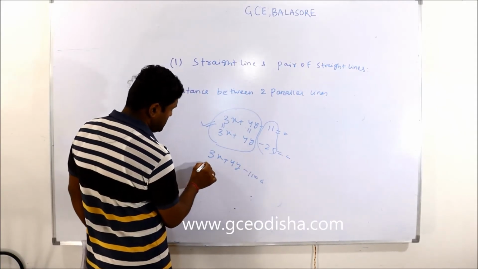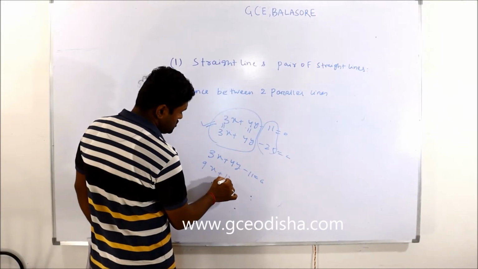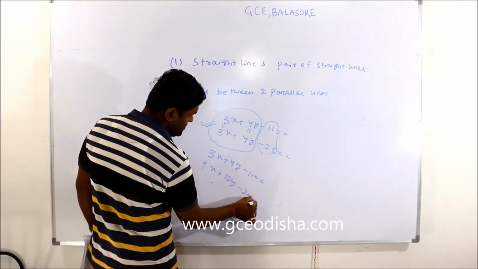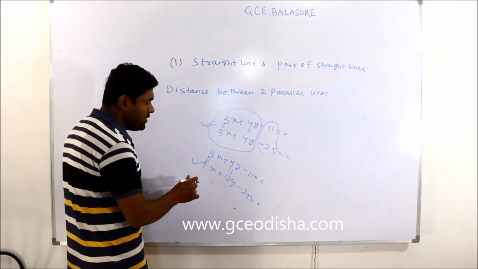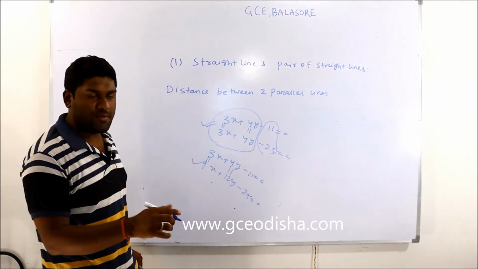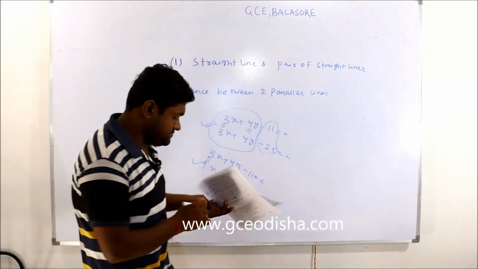And another type is where the coefficients are not the same, but they are proportional. Look at that, like this is 9x plus 12y minus 25 is equal to 0. The coefficients are proportional. Okay, we have to convert them to the same. Okay, after that we can apply the formula.